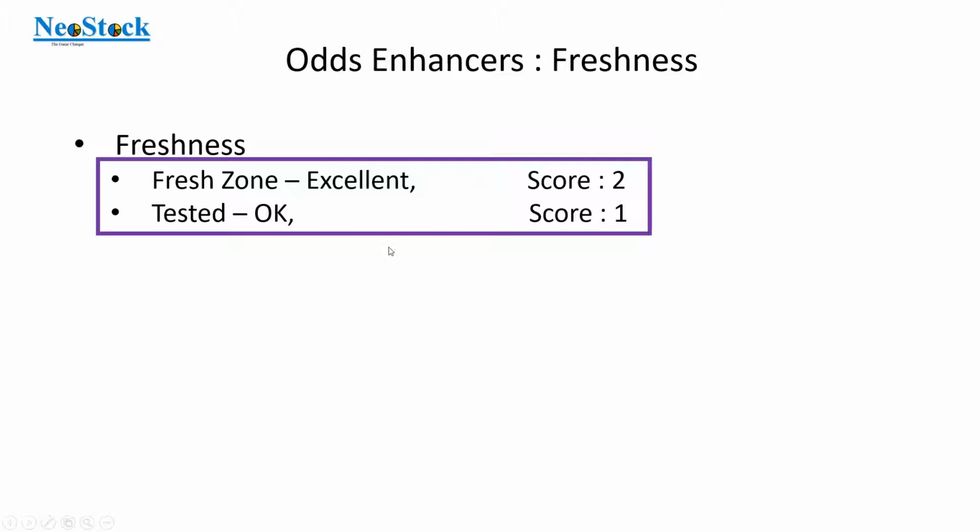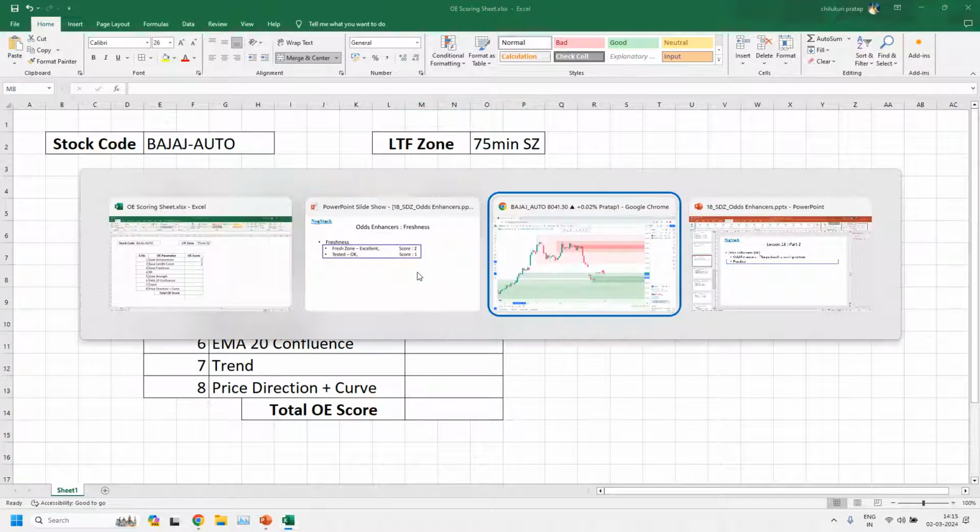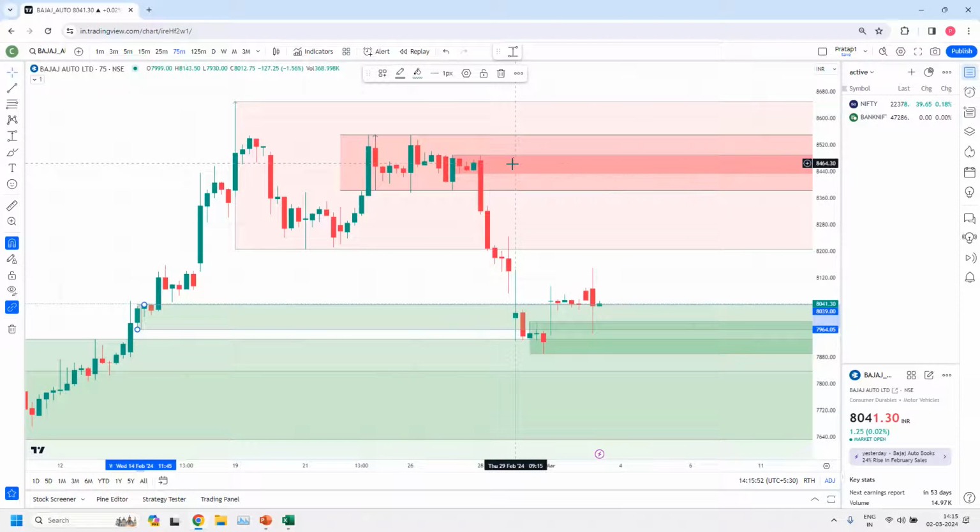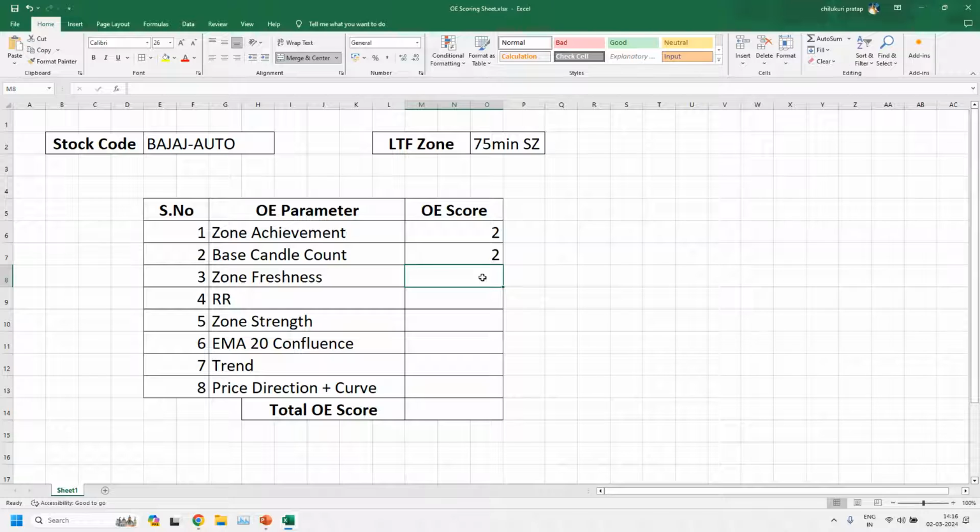But what about our supply zone? Is it tested? No, it is not yet tested. The 75-minute zone is not yet tested. That means it is a fresh zone. For a fresh zone, we give the maximum score 2. So I am entering the value 2. What is the next parameter?